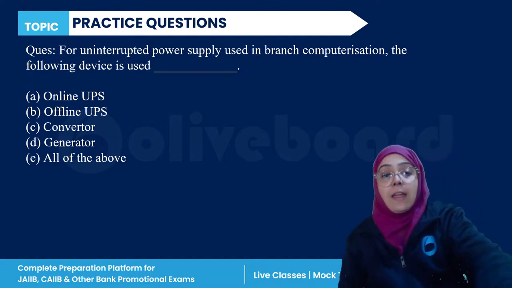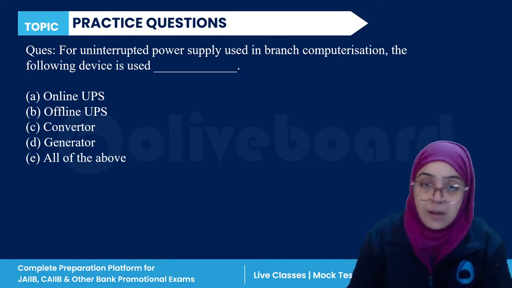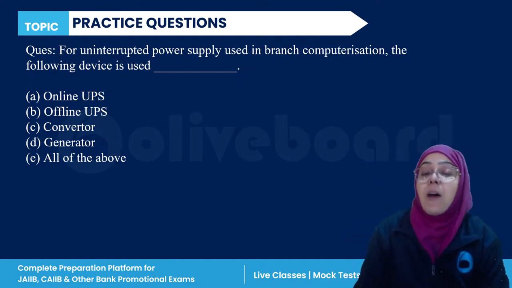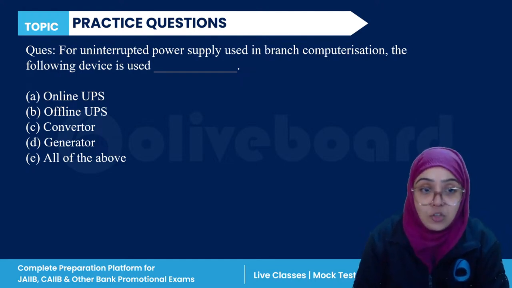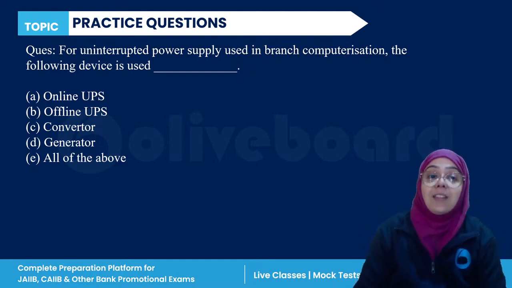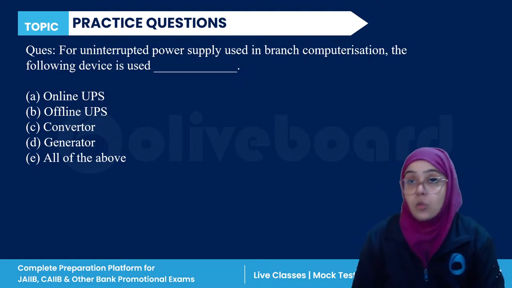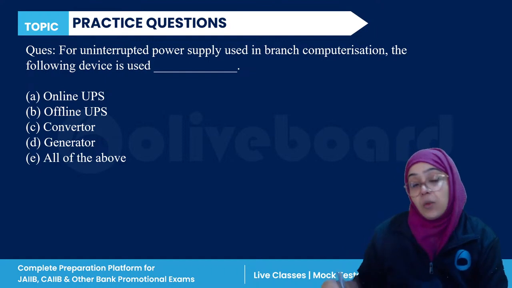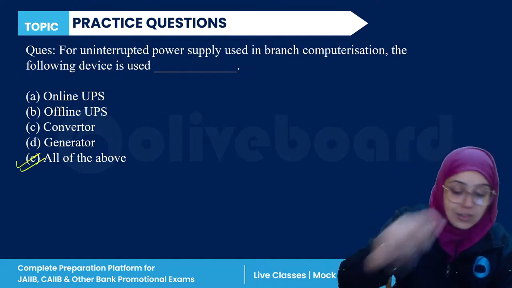Now, if we are talking about the uninterrupted power supply, which is used in branch computerization, the following devices are used. You can use online UPS, offline UPS, a converter, and generators also. So all of the above is the correct answer. E is the correct answer, right?